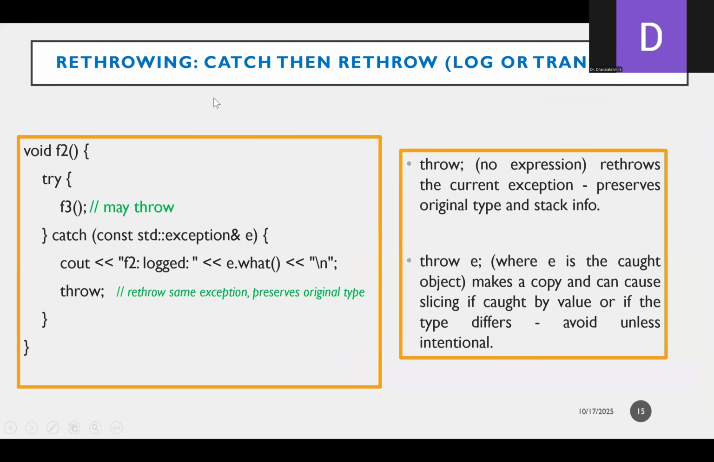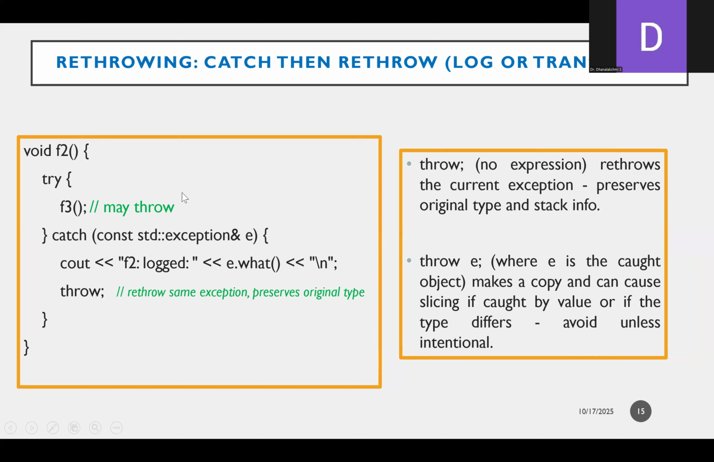Next is the concept of rethrowing, which means that you catch and then rethrow, and we'll be using a logger transform. Sometimes a function may want to handle a part of an exception, for example log it or clean up resources, but not completely handle it. Instead, let a higher level function deal with it. This is called rethrowing the exception. Let's see how it's done.